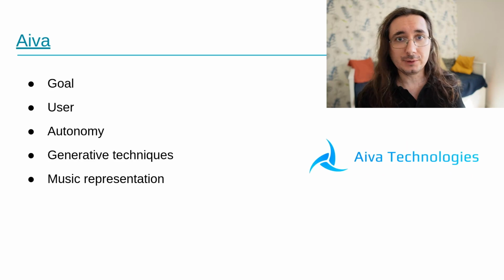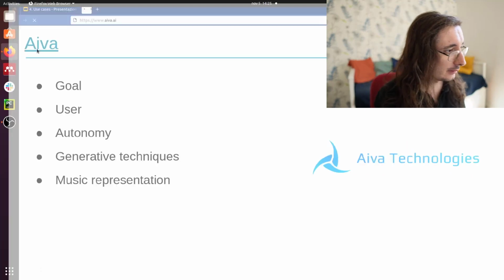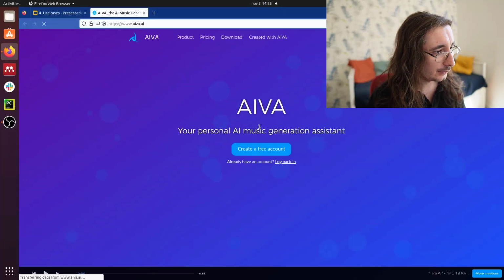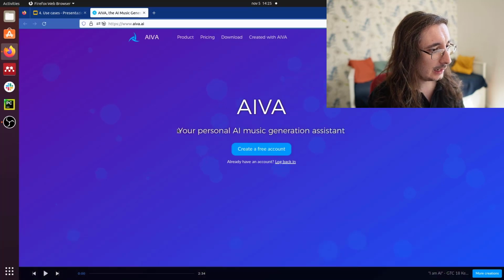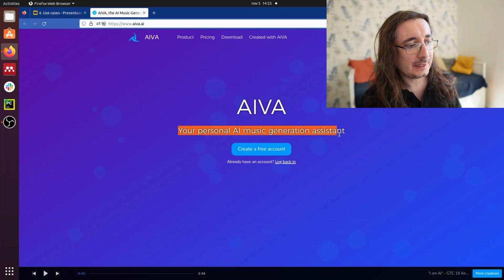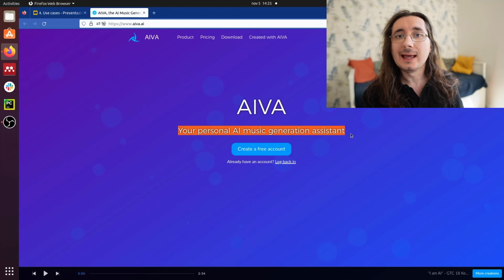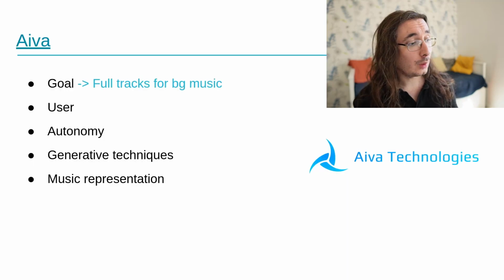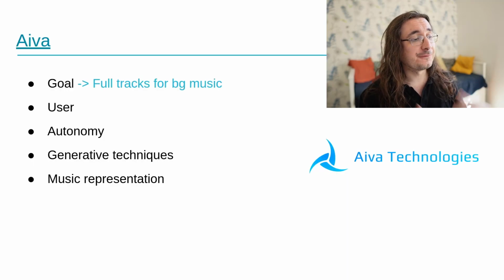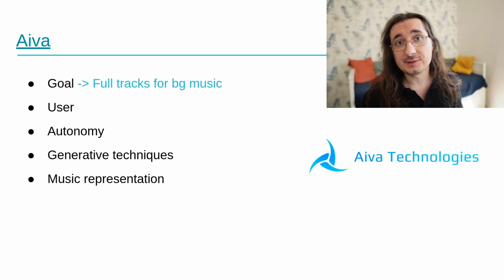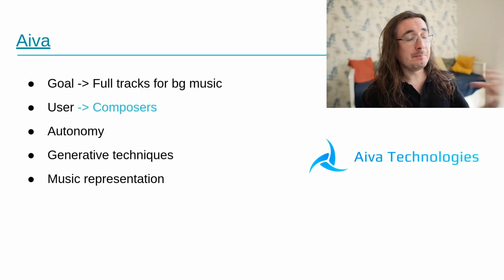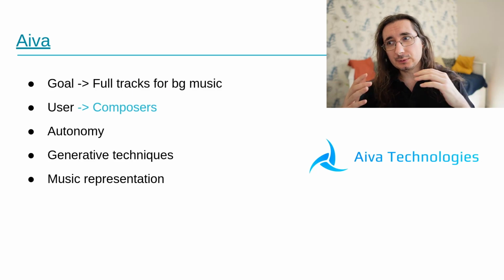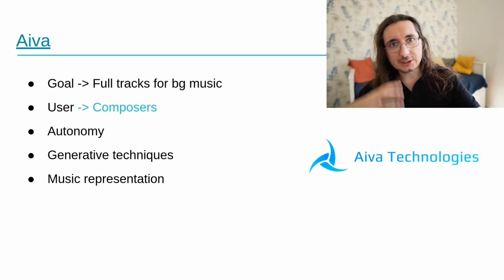Aiva is a generative music company. Let me show you their website real quick. So here you can see it. And the tagline is your personal AI music generation assistant. Aiva's goal is to generate full tracks for background music. Its users are mainly composers, people who know how to manipulate music.